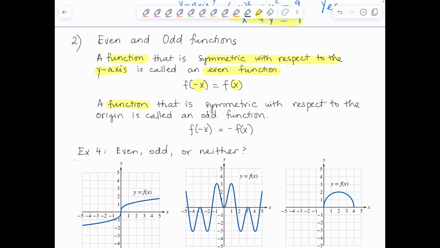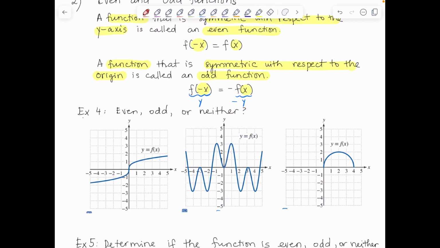And then a function that is symmetric with respect to the origin, we'll call it an odd function. And to see if a function is odd, we'll do it algebraically by comparing f of negative x with negative f of x. So remember in the previous video, we would substitute negative x for x and negative y for y. And that's exactly what we're doing here. So negative x for x, and this is y, and that's negative y.